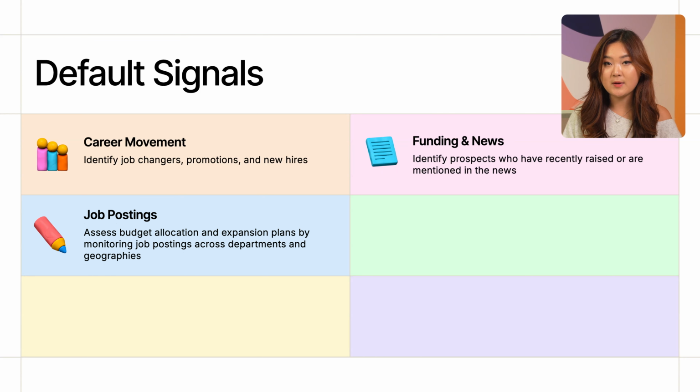Job postings reveal expansion signals. Aggressive sales and marketing hiring indicates budget allocation. Technical role postings show tech adoption plans. We analyze descriptions for urgency indicators and geographic expansion signals.